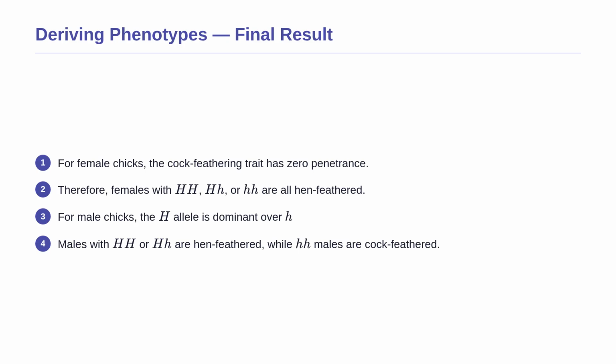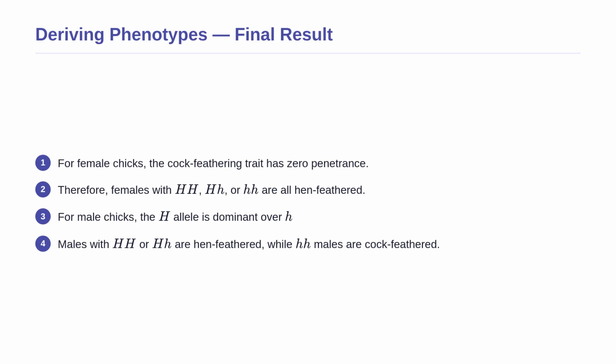Mathematically, their penetrance for cock feathering is 0. Therefore, regardless of whether their genotype is capital H capital H, capital H lowercase h, or lowercase h lowercase h, 100% of females will be hen-feathered. Next, we evaluate the males.